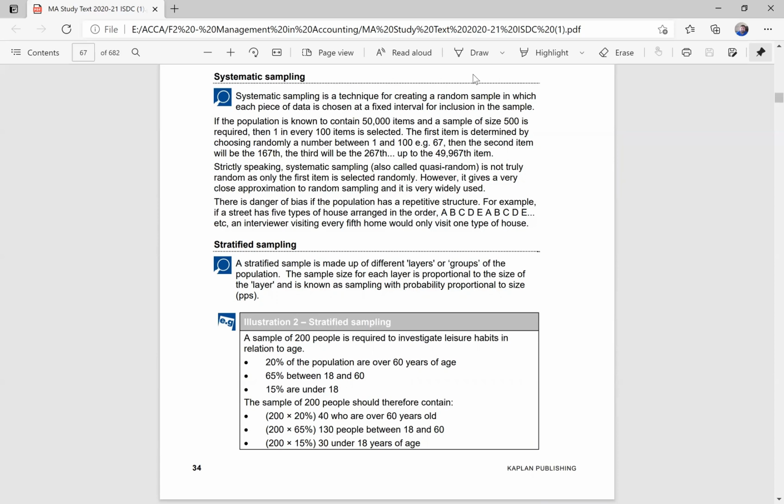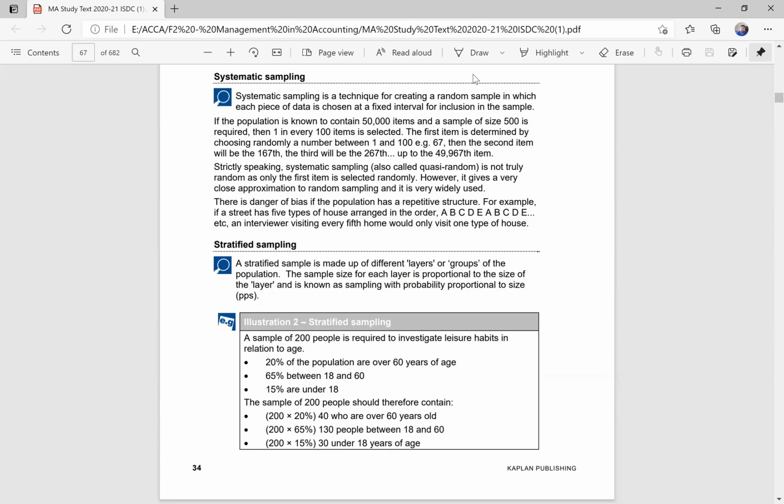However, they have mentioned that systematic sampling is not truly random because the first number needs to be chosen by you, and you might be biased. So there is a danger of bias over here.